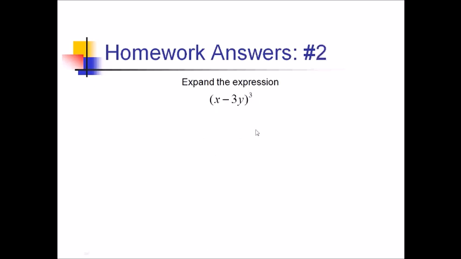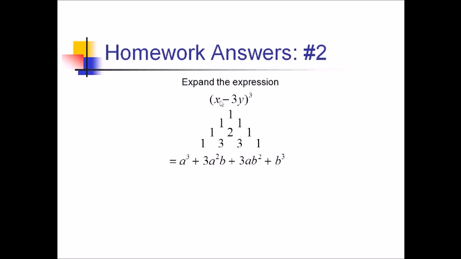For number 2, we're trying to expand this cubic binomial. So we'll start with Pascal's triangle. We've got row 0, row 1, and then row 2 is going to be 1, 2, 1. We need row 3 because this is third power, so 1, 3, 3, 1. Let's set up our formula with the a's and the b's. So we've got 1a cubed plus 3a squared b plus 3ab squared. And finally, we have 1b cubed.